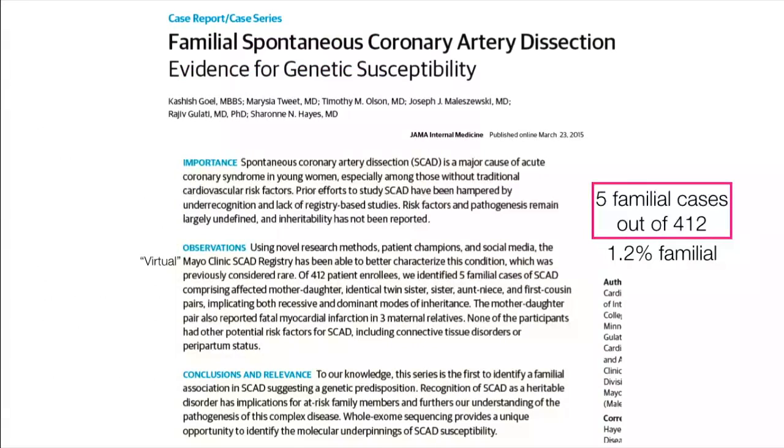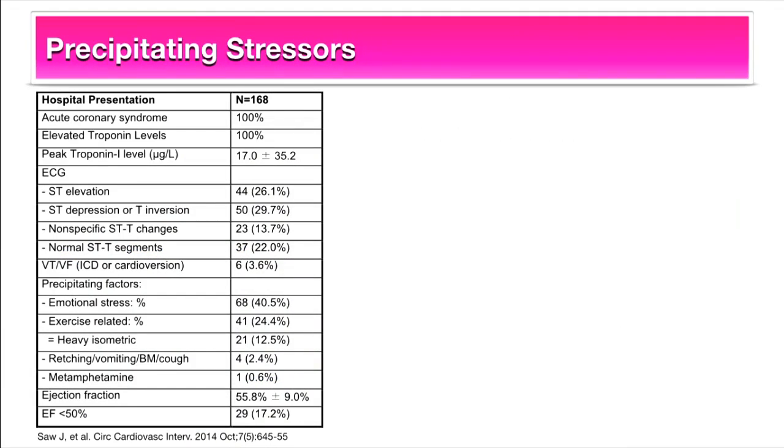And you might be aware of a recent publication from the Mayo Clinic group where there were 5 familial cases that were seen out of 412 patients with SCAD in the virtual Mayo Clinic SCAD registry. Therefore, overall, only approximately 1% of patients have familial forms of SCAD, which represents a very small proportion of SCAD patients. But more importantly, is the presence of precipitating stressors in patients presenting with SCAD.